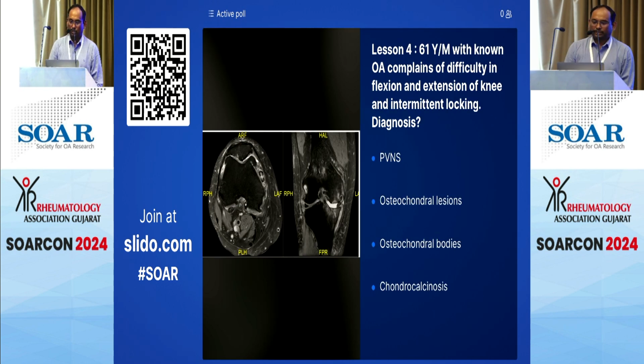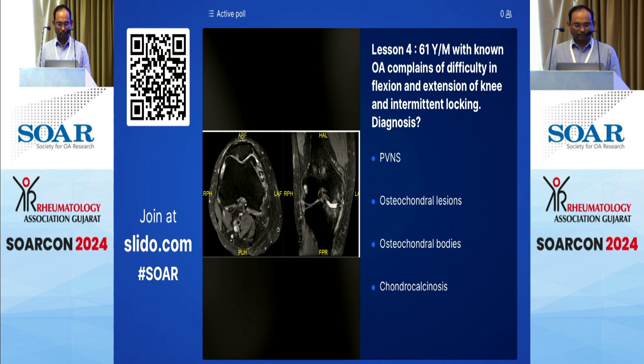Okay. So next, a similar case with advanced knee OA in a 61-year-old male who had difficulty in flexion and extension of the knee, and again this patient had intermittent locking. In the axial and the coronal images, there is definitely advanced osteoarthritis. There is complete loss of the articular cartilage. There are large osteophytes. There is also some bony destruction along the lateral aspect.